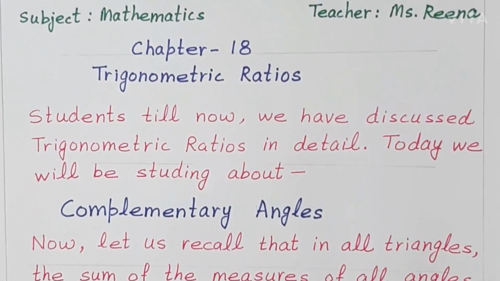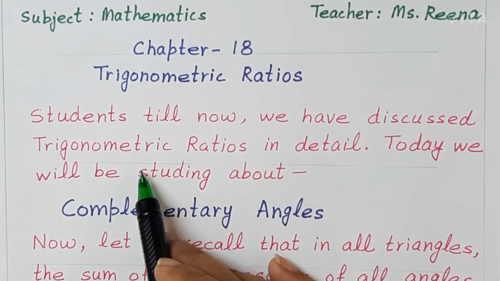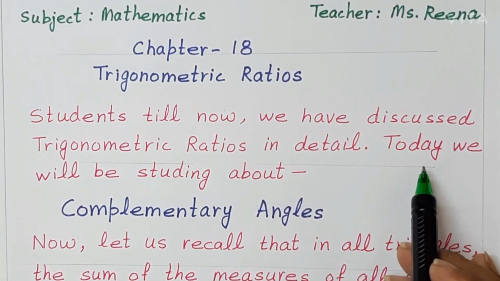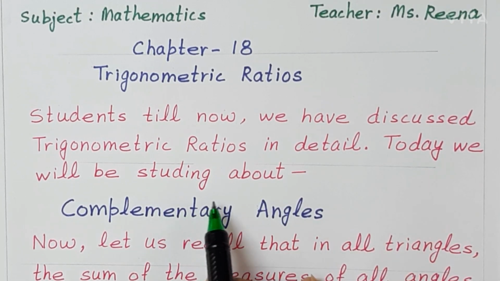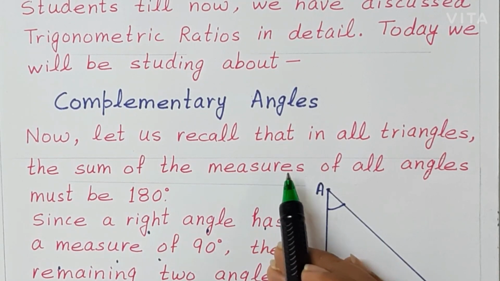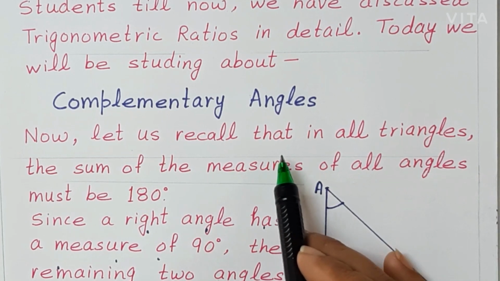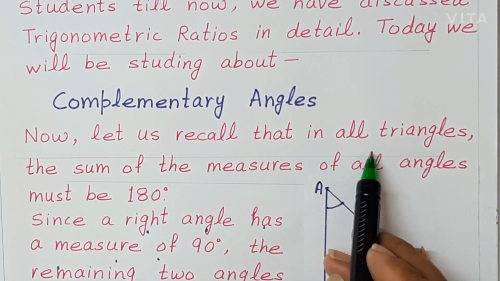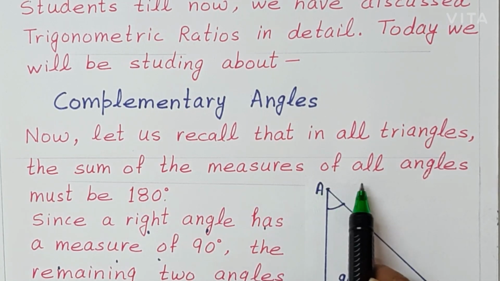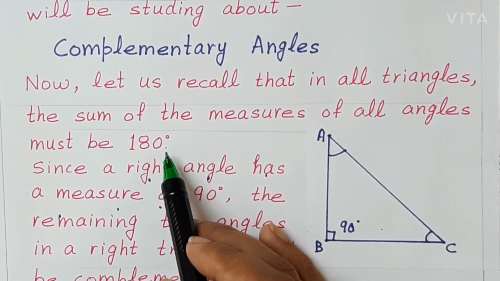So students, till now we have discussed trigonometric ratios in detail. Today, we will be studying complementary angles. Now, let us recall that in all triangles, the sum of the measures of all angles must be 180 degrees.